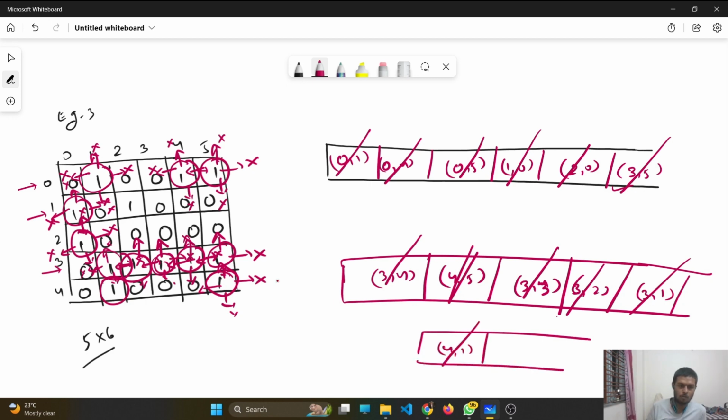Now let's check out 4 comma 1. For 4 comma 1, left, there is no land cell. Right, there is no land cell. Bottom, restricted. Top, already visited. So as we can see, we started from this land cell.